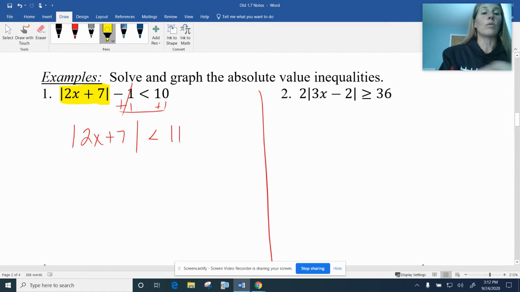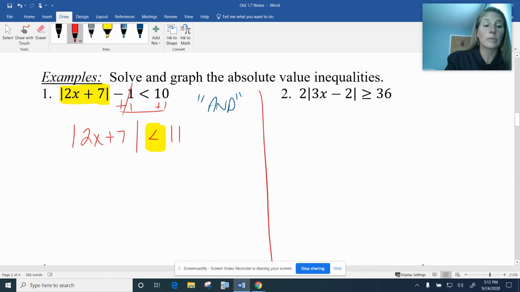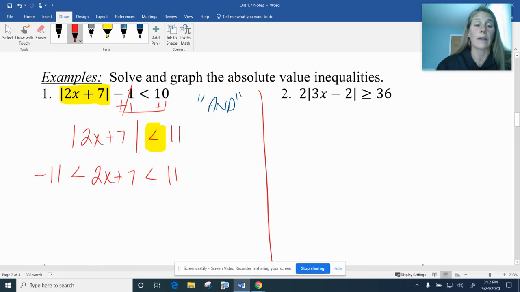Now I want to look and see, well, what kind of inequality do I have? So less than means I'm going to have an AND for this one. Because this one is an AND problem, my 2x plus 7 is going to go in the middle. My less than 11 over here, but then I have to put another less than sign pointing the same direction, and then negative 11 over here on the left. So what this is telling us is that this 2x plus 7 is greater than negative 11, but less than positive 11. So we know it's somewhere in the middle of those two numbers. And now we can go ahead and solve for that x value.